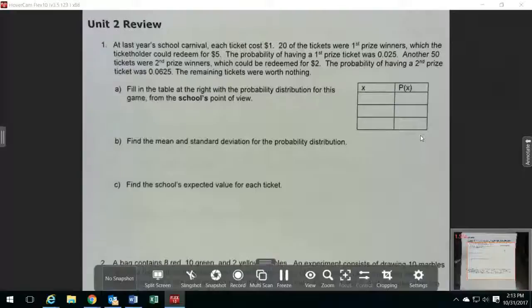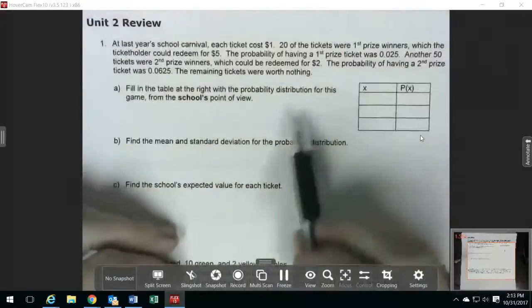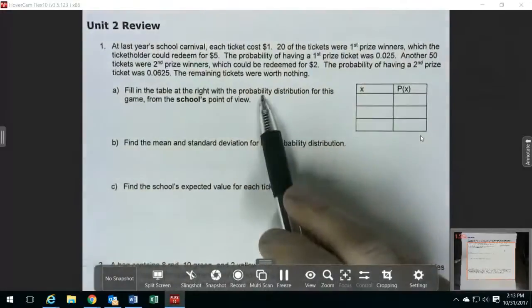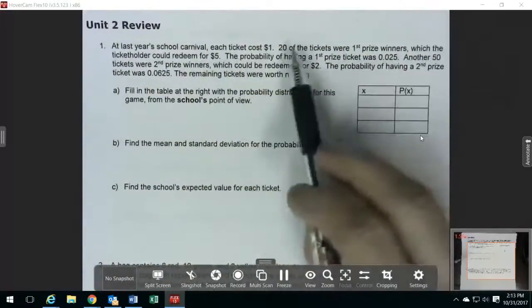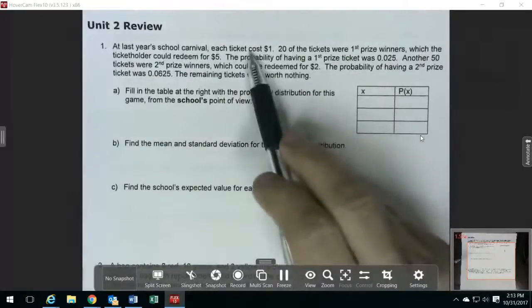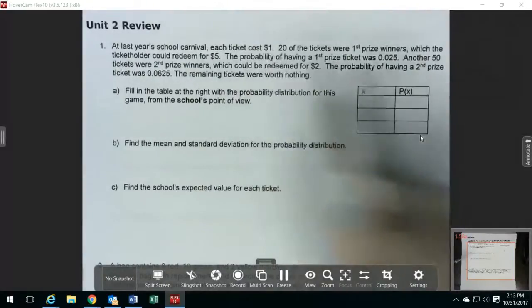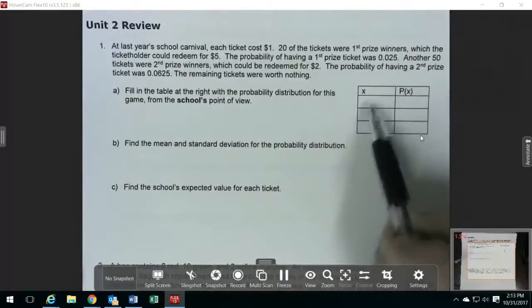This goes back to the discrete probabilities from chapter 5. For this one, we're looking at doing the probability distribution for this game. The one thing you have to remember about the games is that if the tickets cost a certain amount, you have to figure that into the outcomes for what is won or lost.